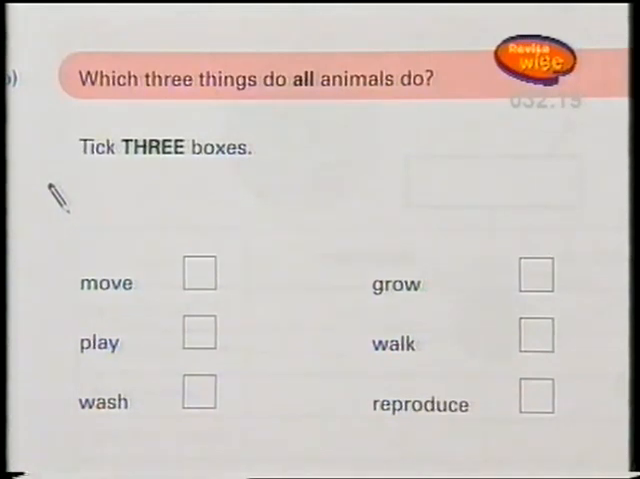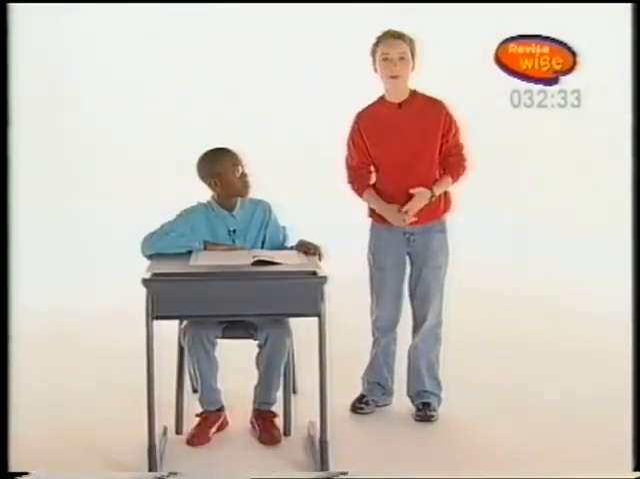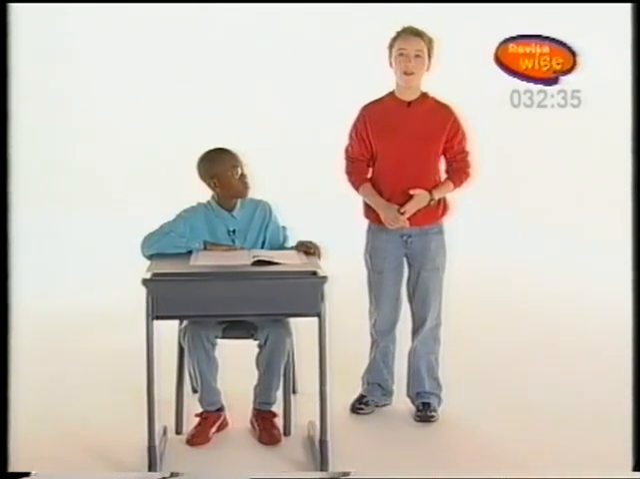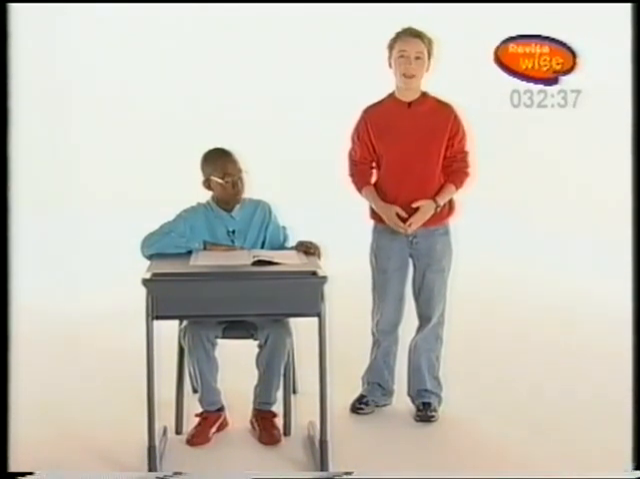Which three things do all animals do? Tick three boxes. Move, play, wash, grow, walk, reproduce. Well, my dog plays with me sometimes. Do you know, I think it would be useful if we reminded ourselves what living things are to work out what they can do.